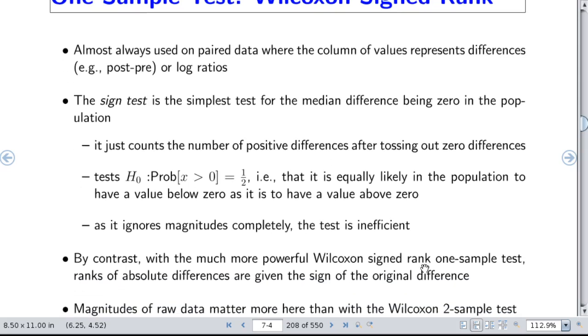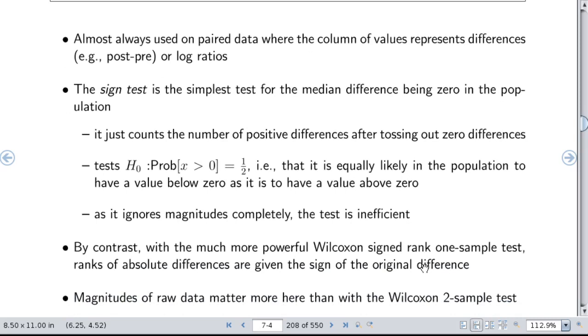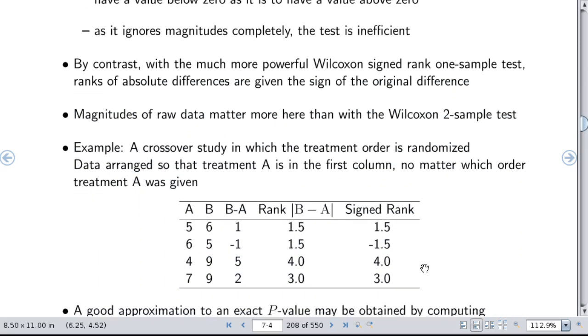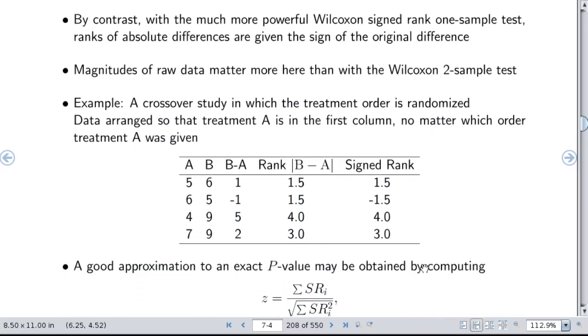and that's why the sign test is very uncommonly used. The Wilcoxon signed rank one-sample test is a nonparametric test that is much more powerful than the sign test, and it incorporates the magnitudes. The way it incorporates those is that you rank the absolute values in the column.